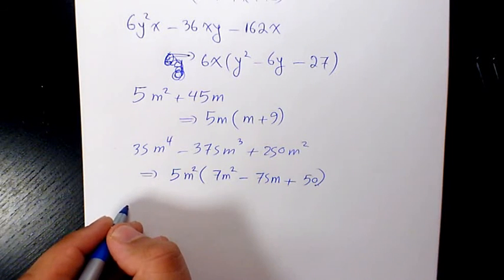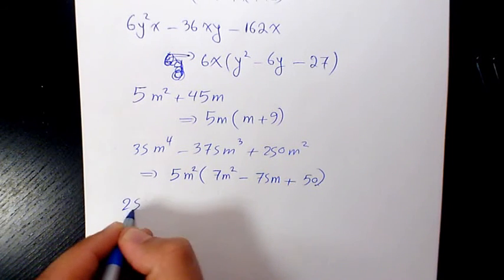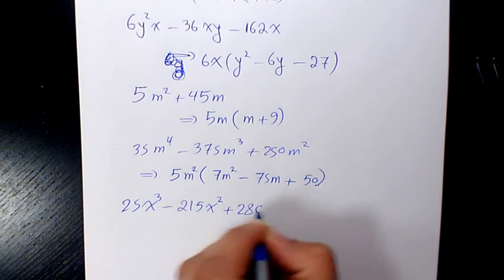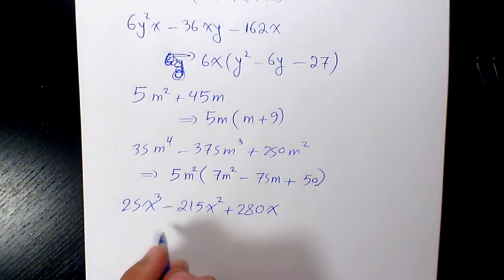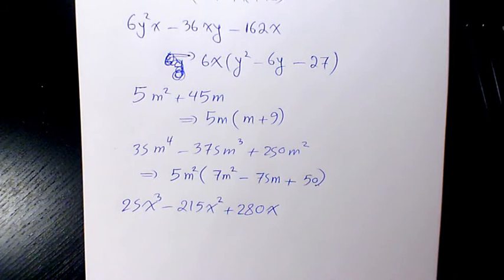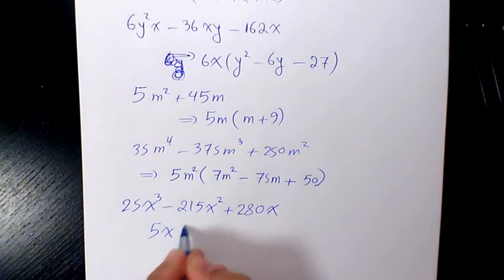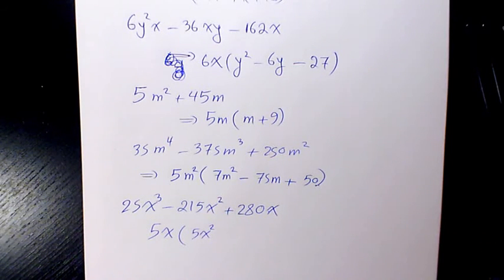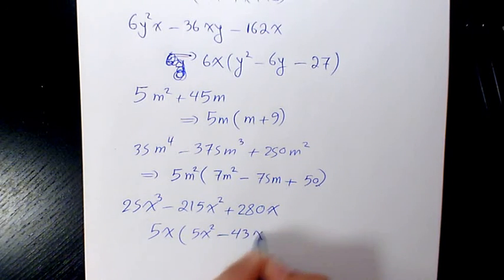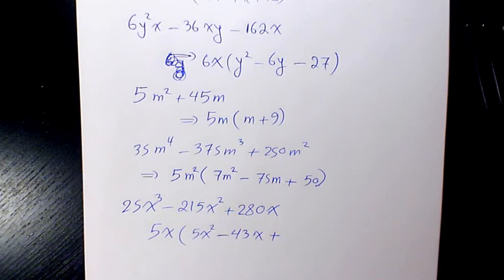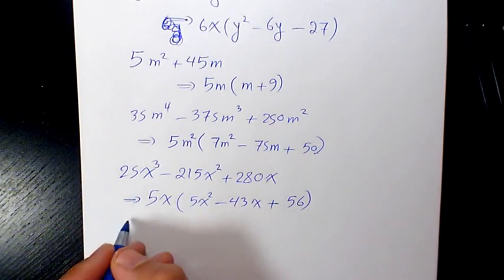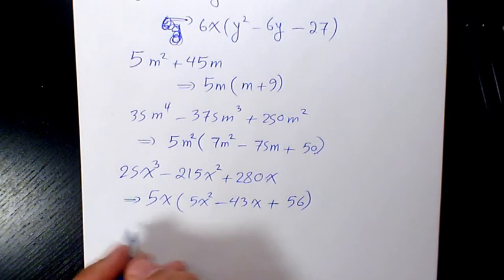Next one is going to be 25x cubed minus 215x squared plus 280x. We can factor, we could check that. We can factor 5 and x. 25 divided by 5 is 5x squared. 215 divided by 5 is going to be 43, so minus 43x, plus 280 divided by 5 is going to be 56. So that's going to be the final answer.